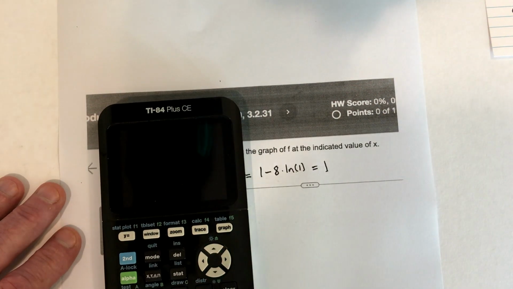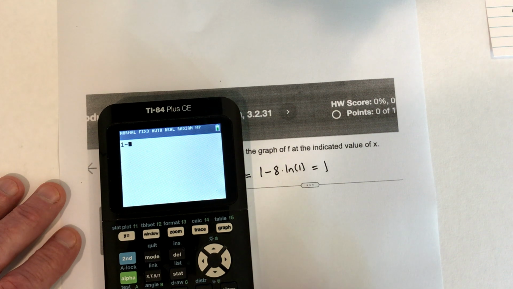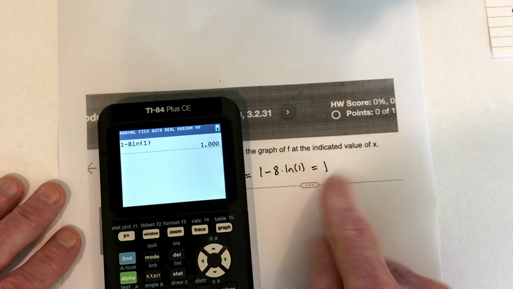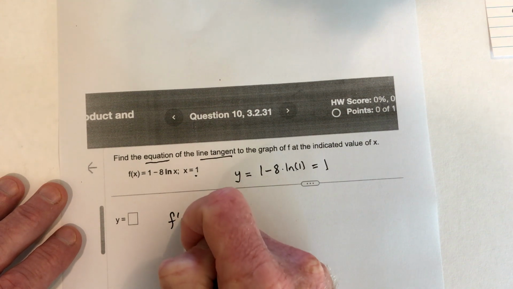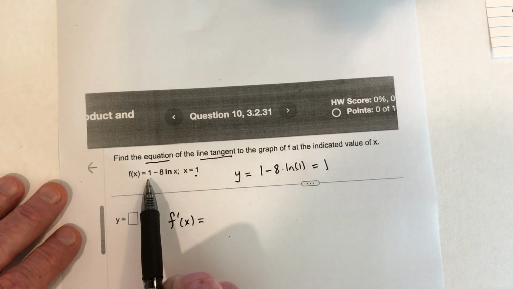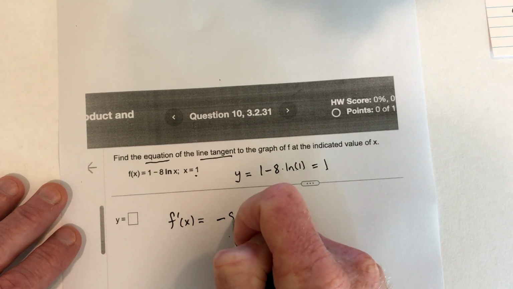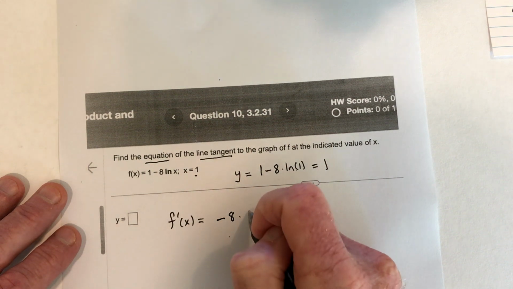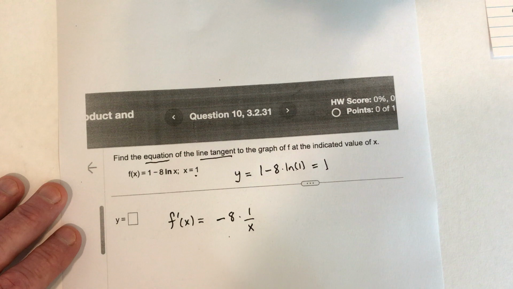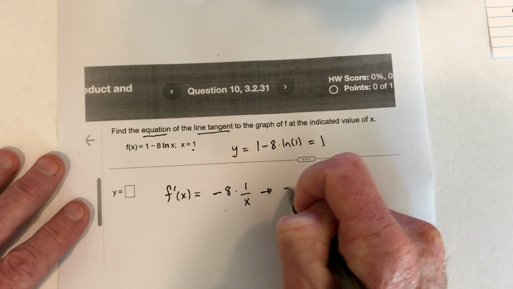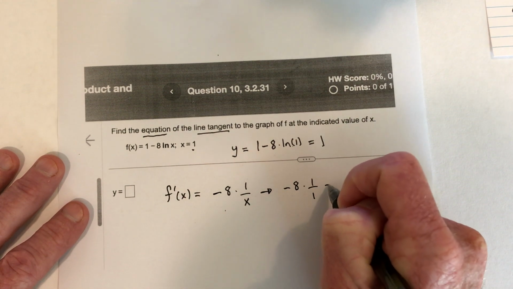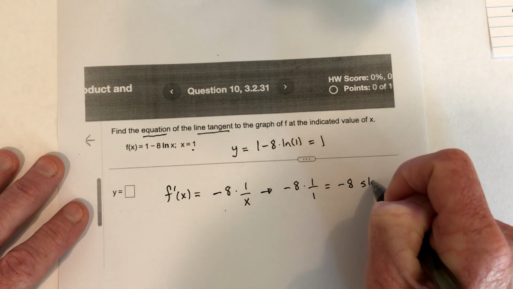Let me see if the calculator agrees. So 1 minus 8 ln of 1 equals 1. Okay, then we need to do the derivative. Well, the derivative of 1 is 0, so that's gone. The negative 8 will just stay there while I take the derivative of natural log, which is 1 over x. And then take this 1 and substitute it for x. That means it's going to be negative 8 times 1 over 1. That equals negative 8, and the derivative tells you the slope.